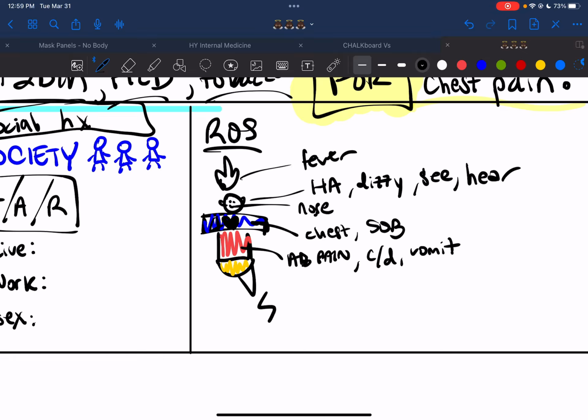Okay, good. Pelvis, any pain when you pee? No. Any blood in your pee? No. Right, those are the two things pretty much. Are you having to pee super often? Urinary frequency, right? No. Okay, good.